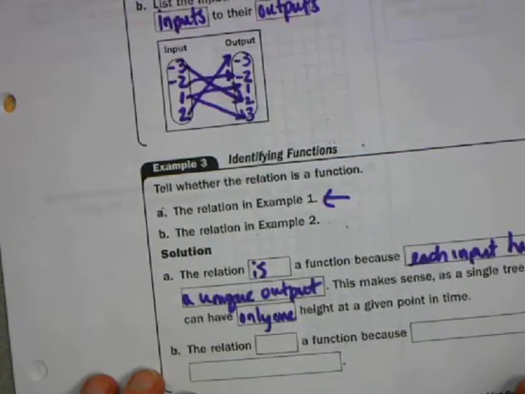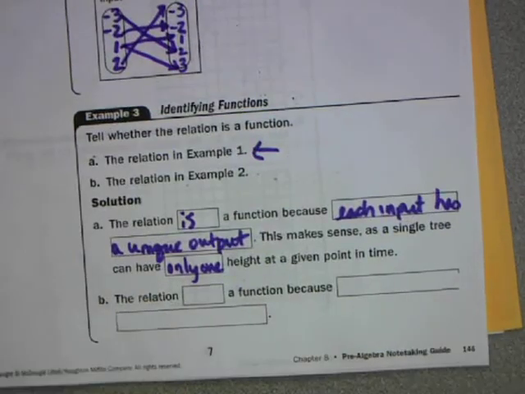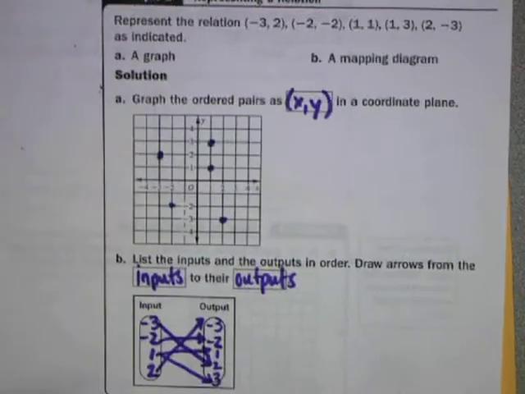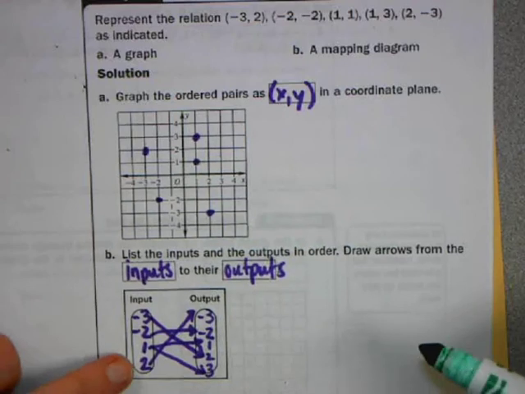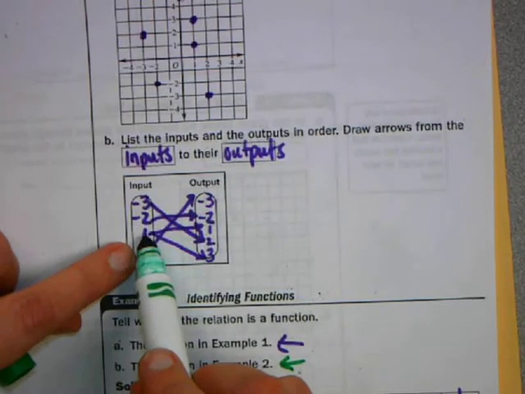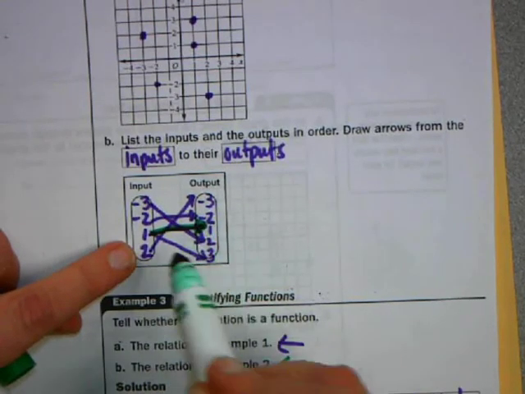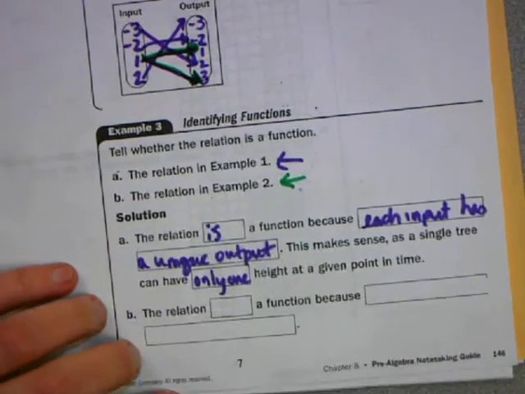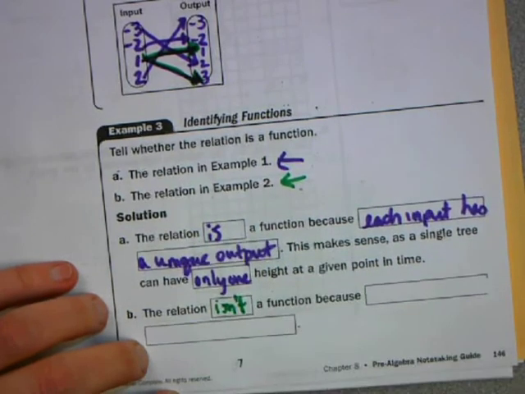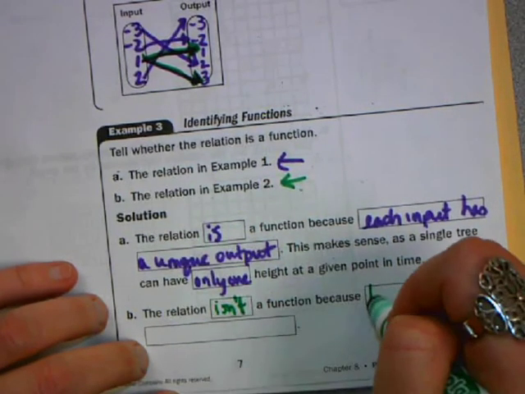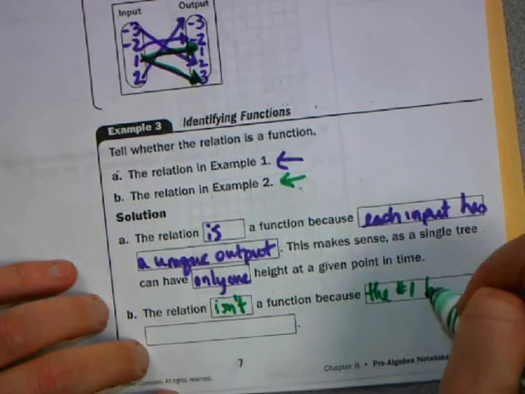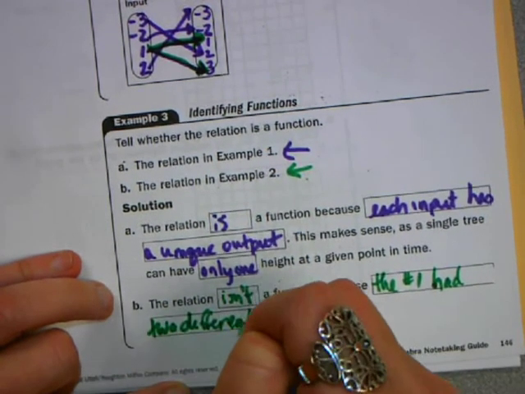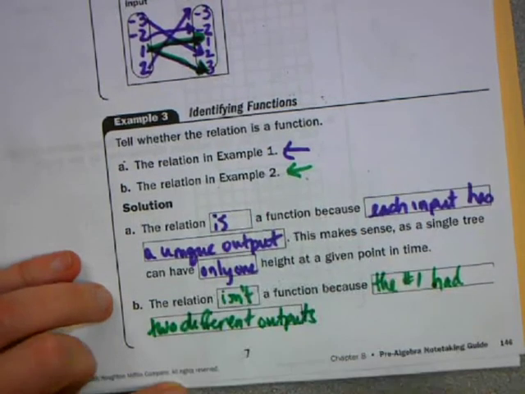Okay, so let's look at part B. Part B says to look at example 2. Example 2 is the one up above. The one up above had a repeat input. This input of number 1 here goes to 1 and it also goes to 3. So this guy is not a function. So the relation isn't a function because the number 1 had 2 different outputs.